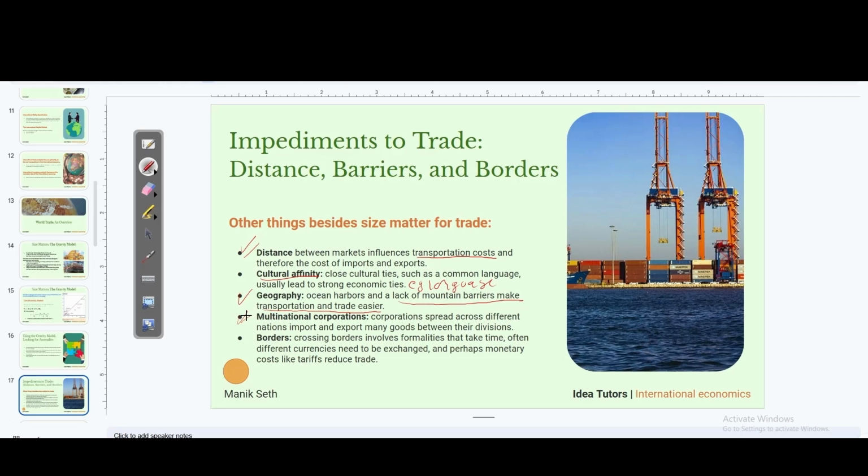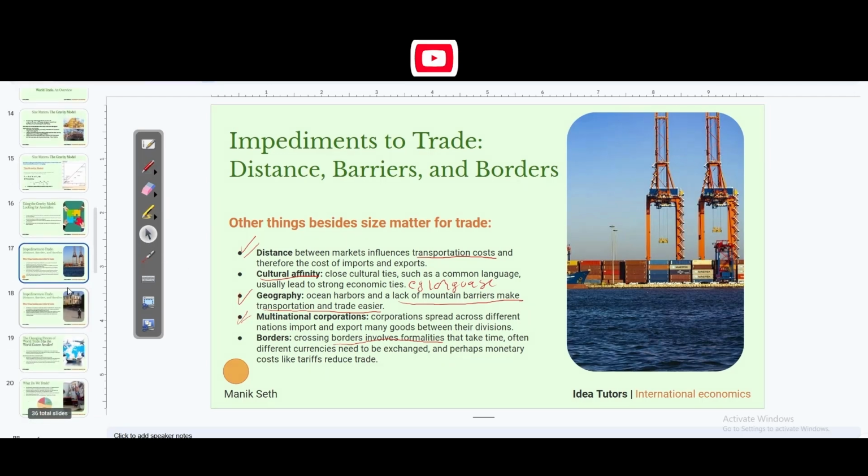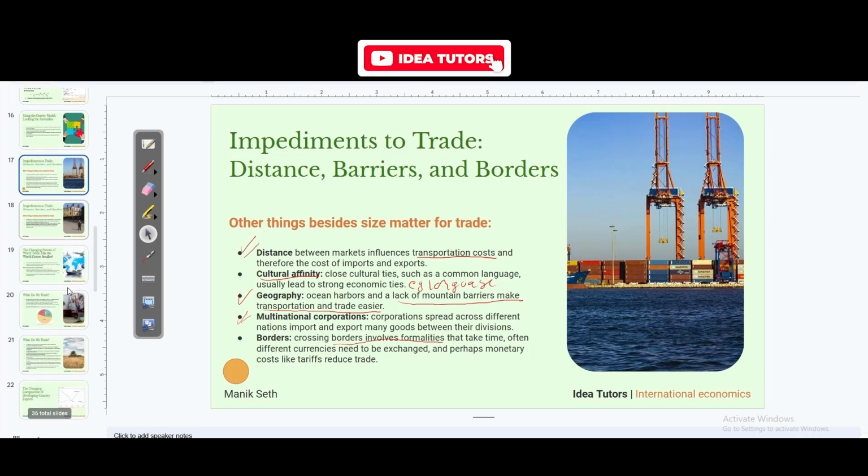Then we have borders and other trade barriers. Borders introduce formalities that can slow or complicate trade. If there are borders, then obviously there are certain formalities to be taken care of when you are exchanging goods across borders. Customs processes and paperwork are there. Different currencies may need to be exchanged, adding more hurdles. Tariffs and other monetary costs are there, which can again reduce the ease of trade.